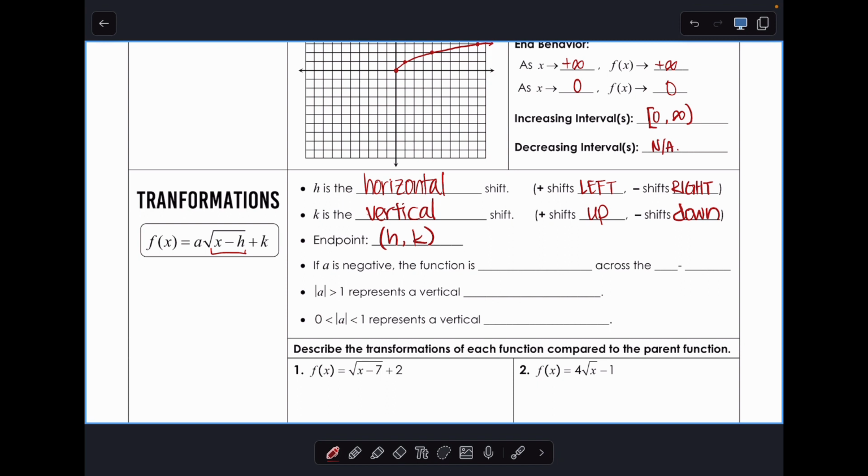If a is negative, the function is reflected across the x-axis. Okay. I need a number that's greater than 1. 2. If I do the absolute value of negative 2, would that still be 2?